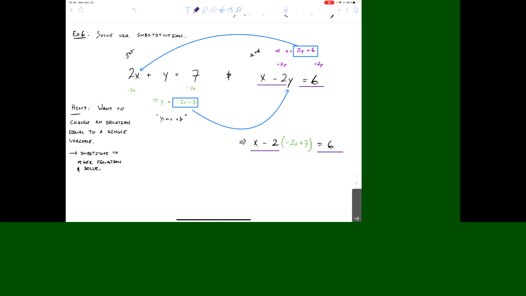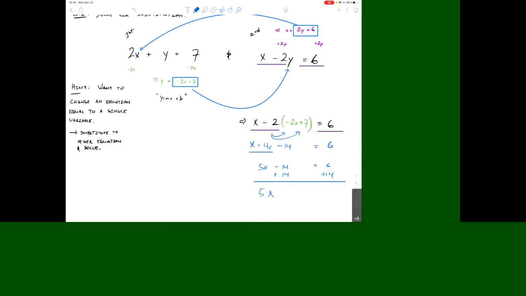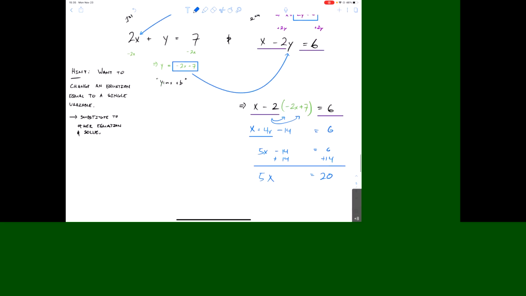And then at this point, it becomes just a regular solve. Let's use a different color. So you got x, and you got to distribute here. So negative 2 times the negative 2x becomes a positive 4x. Negative 2 times 7 becomes a negative 14 equals 6. X's combined right there. So you're left with 5x minus 14 equals 6. But then you add 14 to both sides, and then you're left with 5x equals 20. And you divide by 5 on both sides, you get x equals 4. So that is part of your answer.